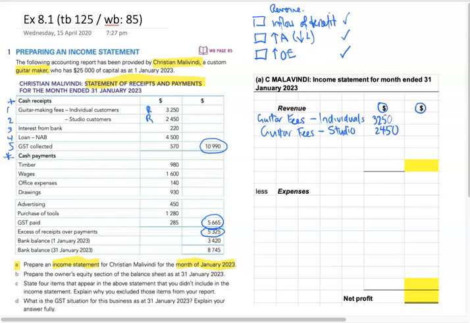Then we've got interest from the bank. So let's think about that one in terms of our three tests. That means we have earned cash from our investments in the bank. Do we have an inflow of benefit? Absolutely, because we have an inflow of cash. That is a benefit to our business.